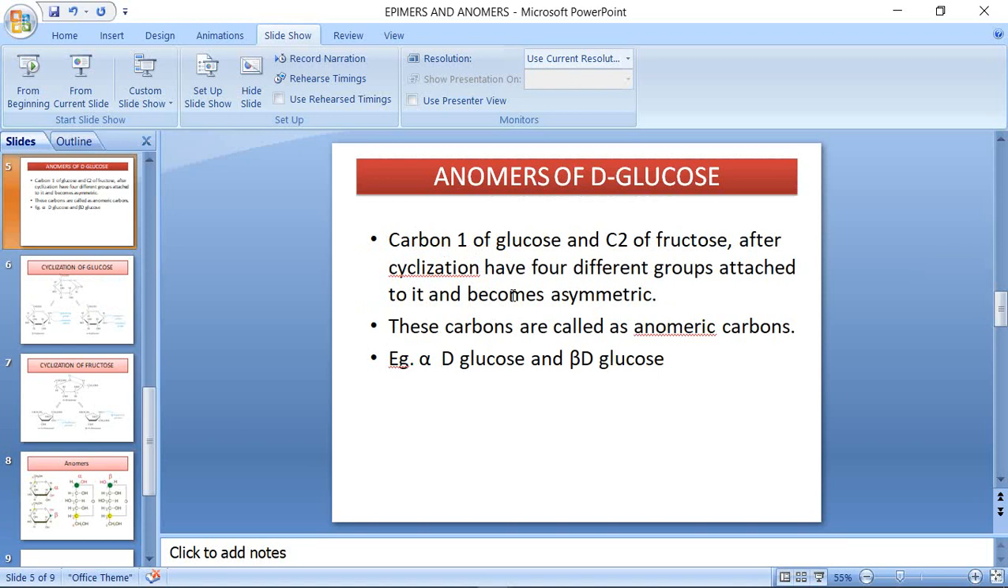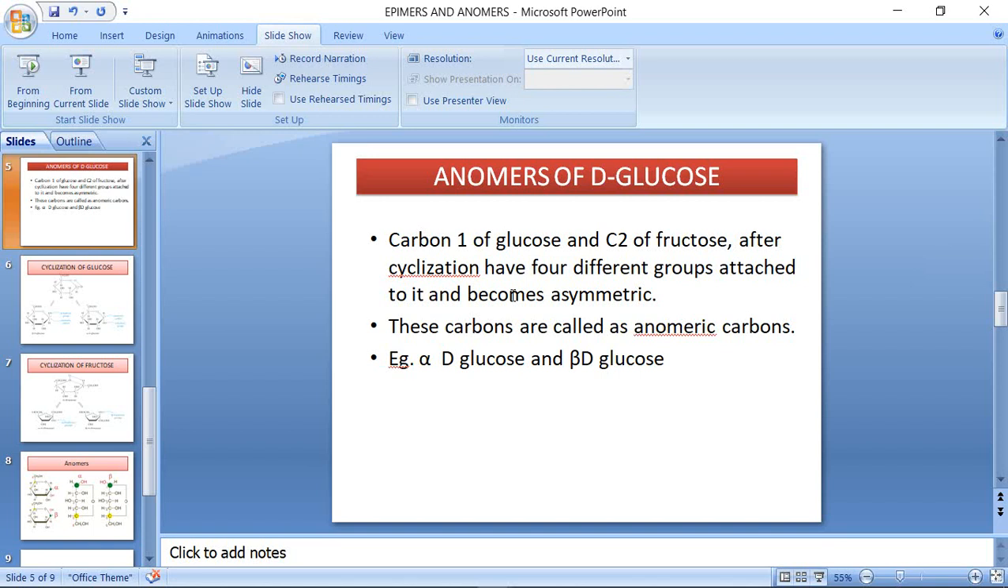Now we'll see anomers. What are anomers? Carbon 1 of glucose, that is the aldehyde group of glucose, and C2 of fructose, that means the keto group of fructose, after cyclization, they will have 4 different groups attached to it. Any carbon which is attached with 4 different groups is said to be an asymmetric carbon. So here also in glucose and fructose, after cyclization they become asymmetric. These carbons are called as anomeric carbon.